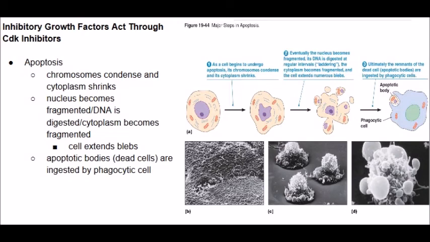The following figures are about apoptosis and the growth and death of cells. The cell illustration shows chromosomes condensing and the cytoplasm shrinking. In the long run, the nucleus and the cytoplasm become fractured, ultimately forming numerous bubbles. Lastly, the fragments of dead cells are then ingested by the phagocytic cells.